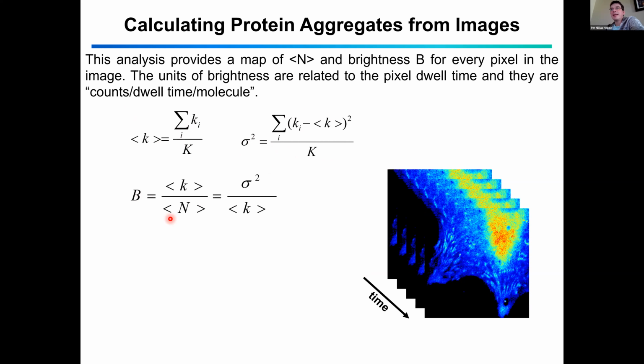And the brightness in each pixel will be average intensity by average number of molecules, which makes sense. So you can substitute that by the equation on the previous slide and get the brightness is the variance divided by the average intensity in each pixel. Because the average number is the average intensity squared divided by the variance.